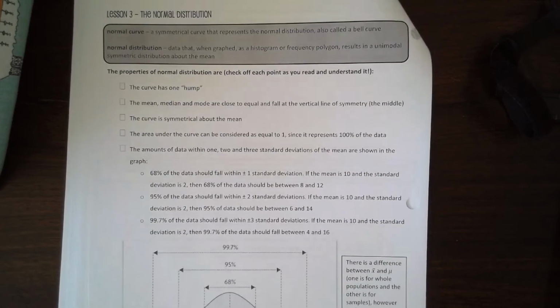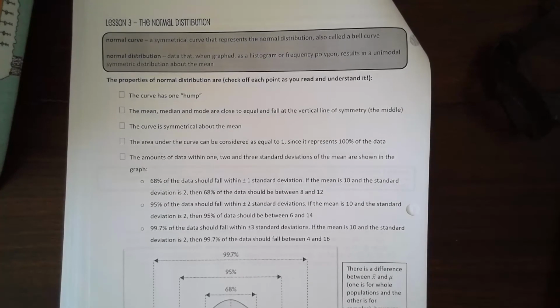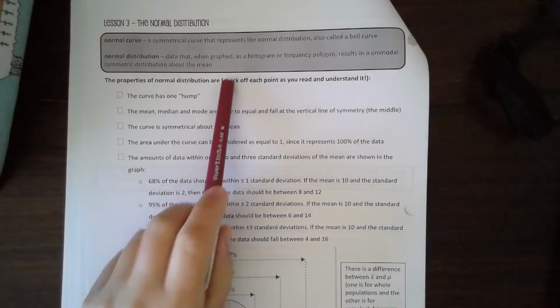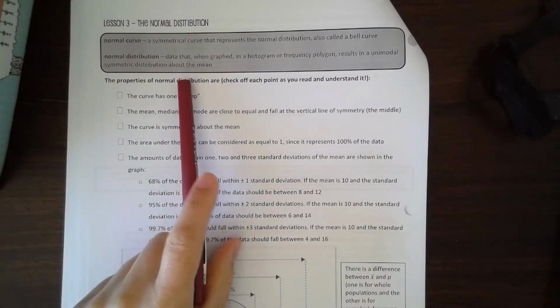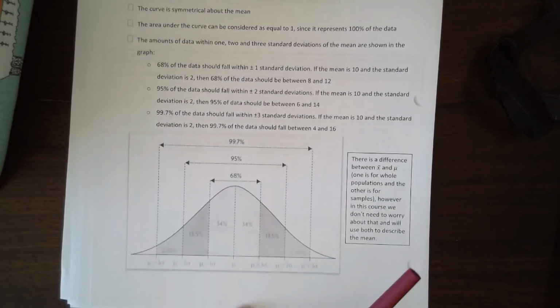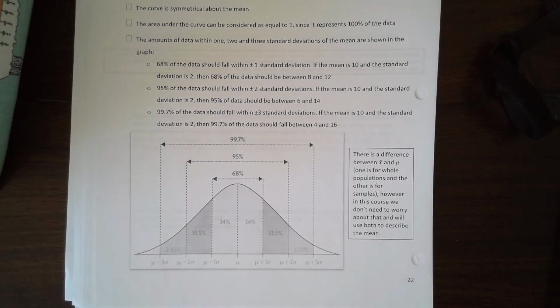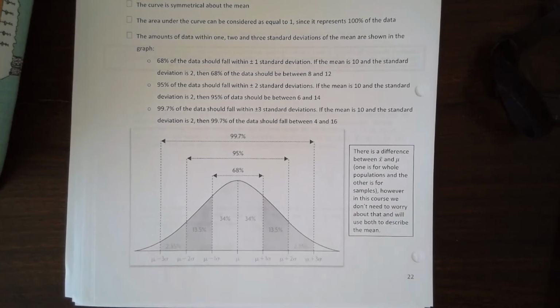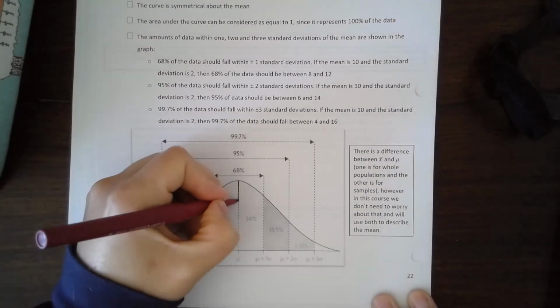All right, so the distribution of that is what we see in this picture, okay? And it represents a unimodal symmetric distribution about the mean. So what that means is we've got one measurement of data. Our data is being measured in one way, and the mean is in the middle here. So the mean is always right here.